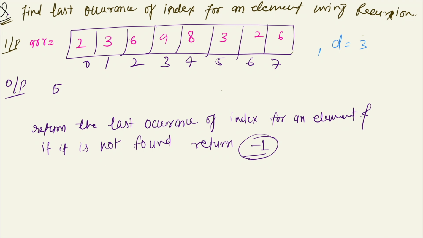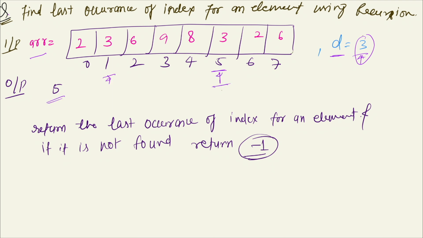Here our input will be an array. Inside the array we have 8 elements, and the value of d will be 3. We need to find the value of d inside our array. We have to find the last index of d, so it will be this one and this one. The last one will be 5, so we will return 5.